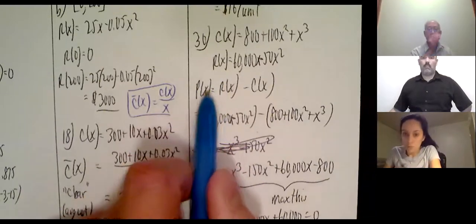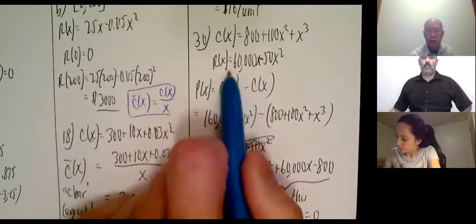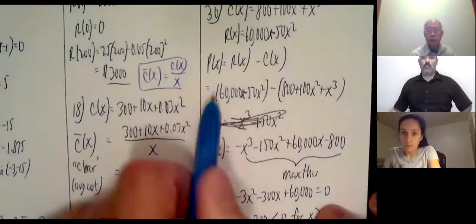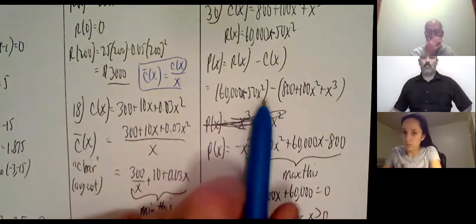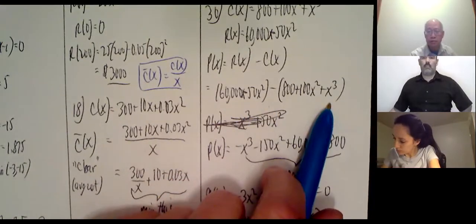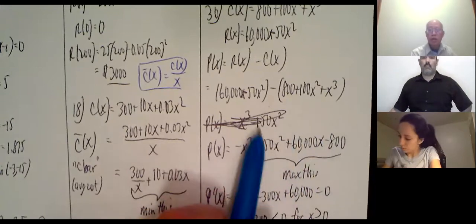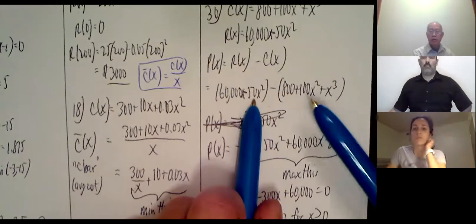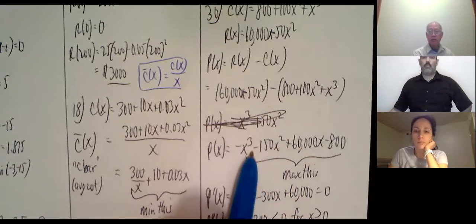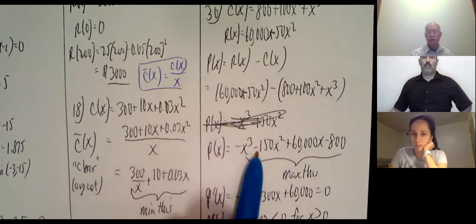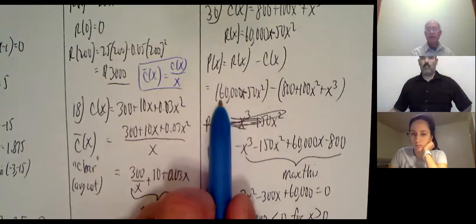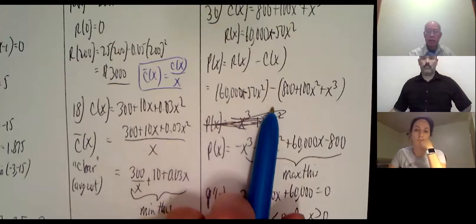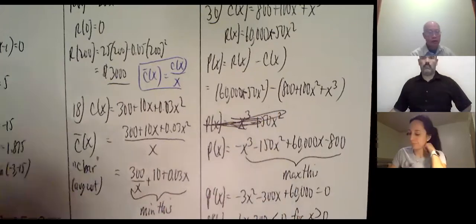Okay, so one more time, profit is revenue minus cost. So I take the revenue function minus the cost function. If I do it the right way, I got negative x cubed. I have two terms with x squared: 50x squared minus 100x squared is minus 150x squared, plus 60,000x minus 800.